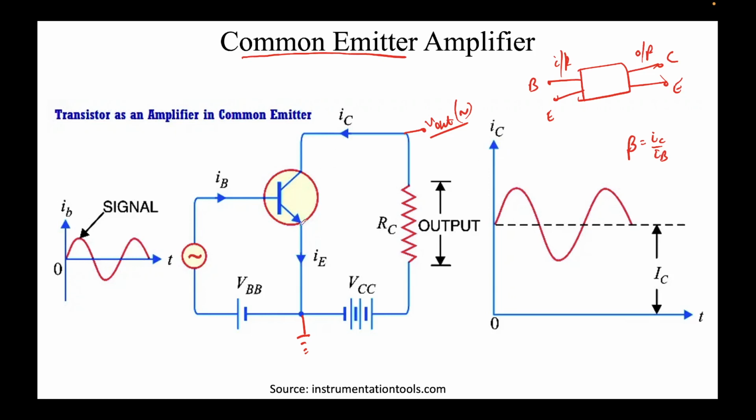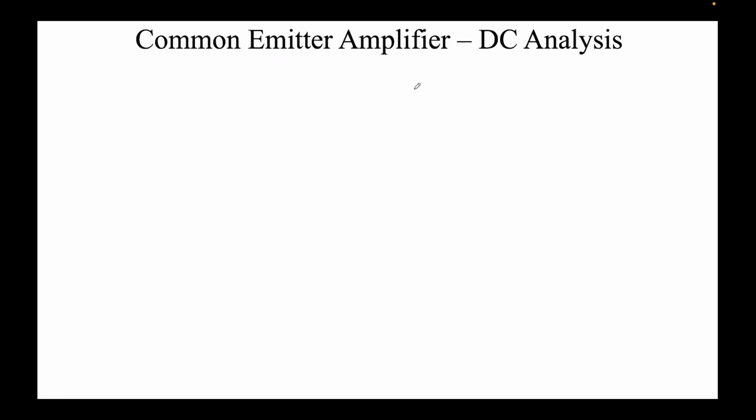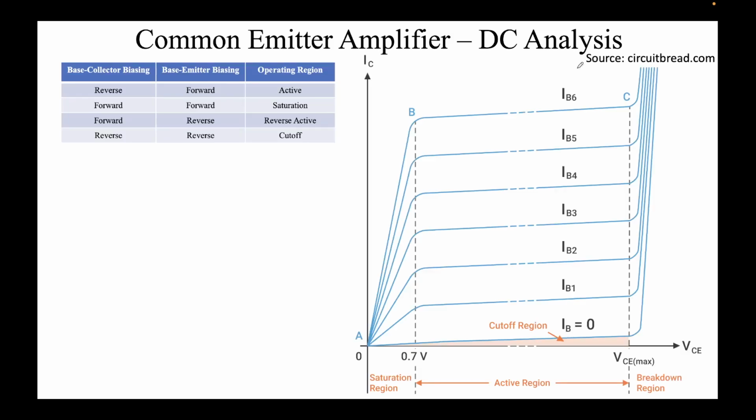Now I'll try to break it into two parts, the DC part and the AC part. Let's first discuss the DC part, because it's only this analysis that will determine whether it will even behave as an amplifier or not. You can see on your screens that this is the output waveform. This is also known as the output waveform of a BJT.